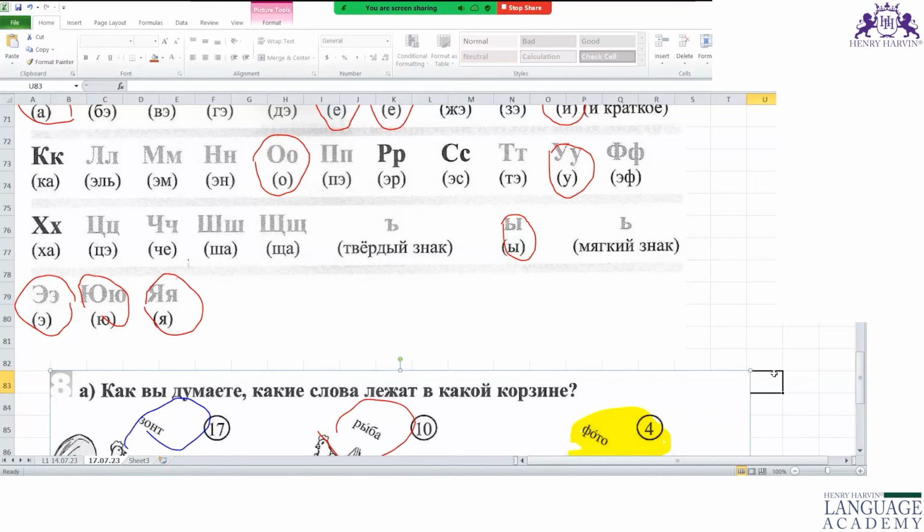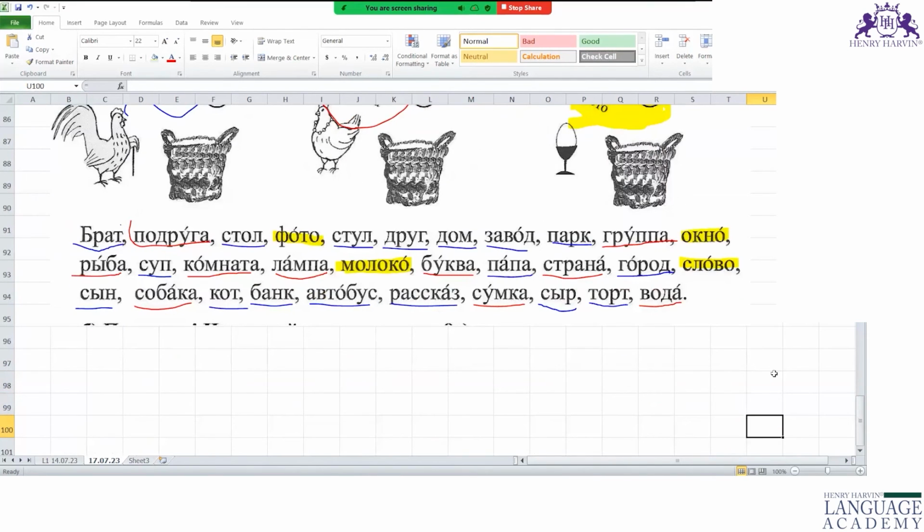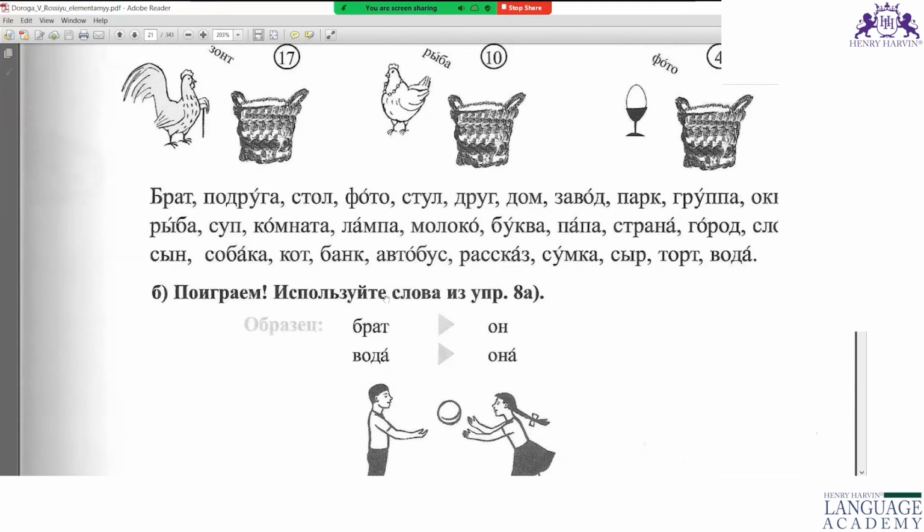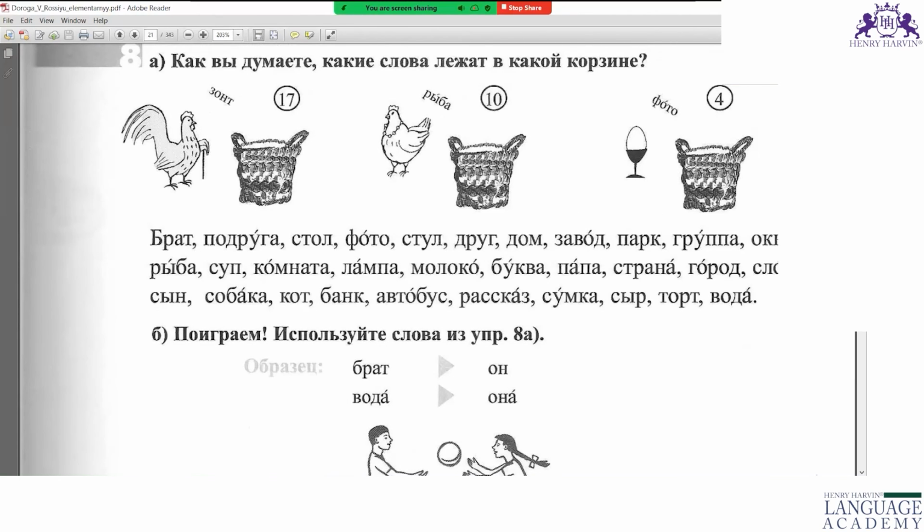So I'll keep it here just for reference. Red is feminine, blue is masculine, yellow is neuter. Okay, so now I say the word and you say he, she, or it. I select some word here randomly, and you say he. For example, here, брат, you say он, вода, она, фото, оно.